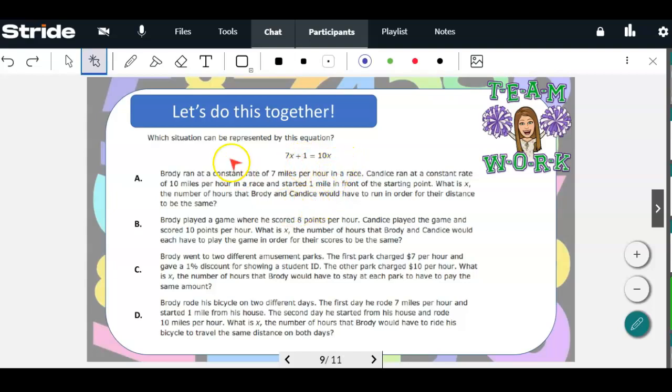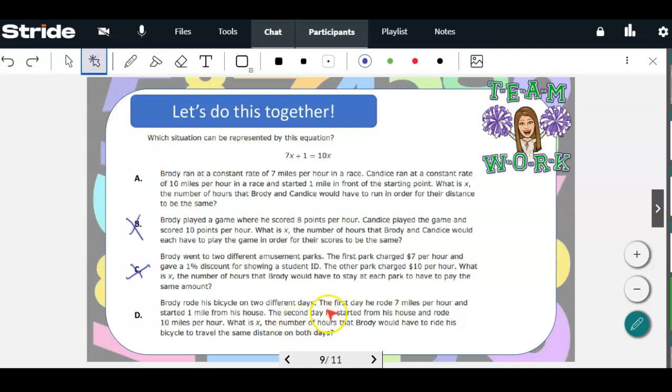So let's go to the next one and see if that one makes sense. Brody played a game where he scored 8 points. Well, I don't even see an 8, so it's definitely not B. C, Brody went to 2 different amusement parks. The first park charged $7 per hour and gave a 1% discount. Okay, this is plus 1. It's not showing a discount, so that's not going to work. All right, let's look at D.